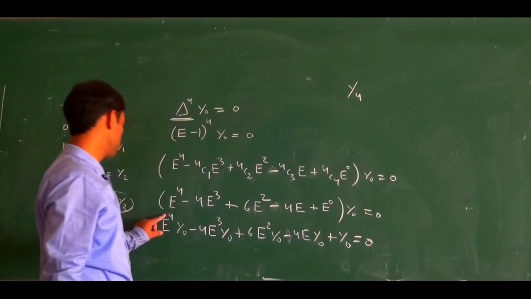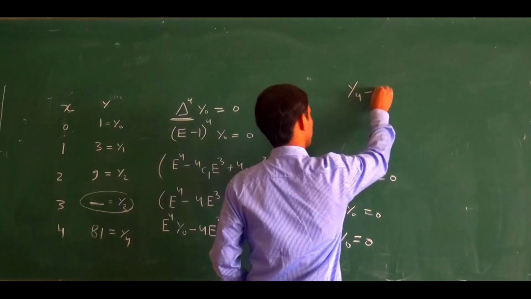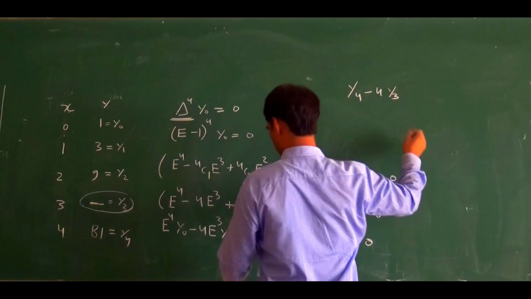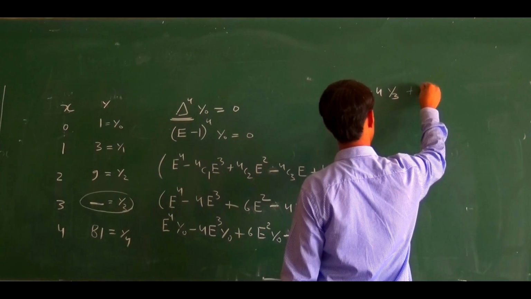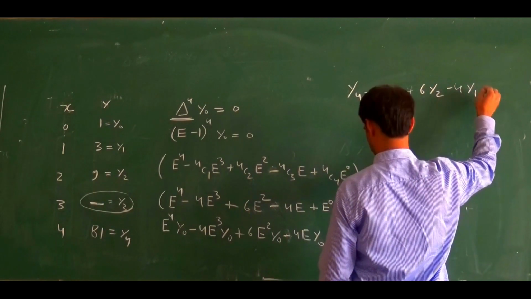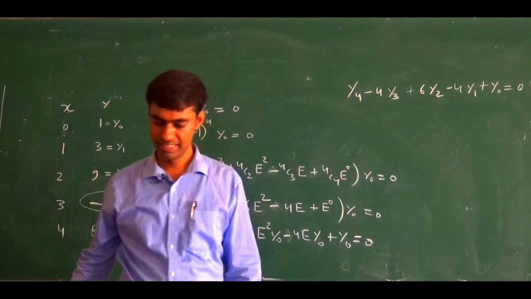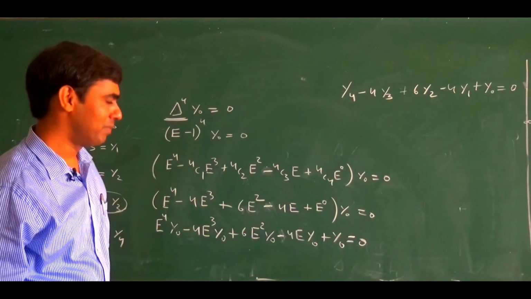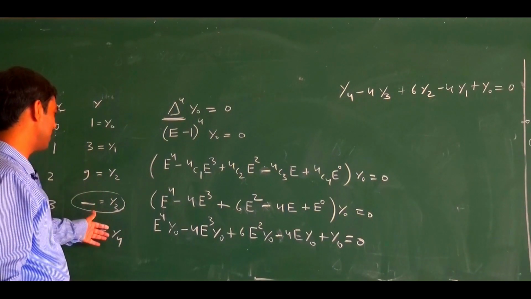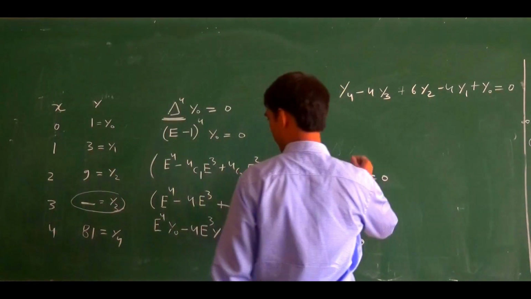This becomes y4 minus 4y3 plus 6y2 minus 4y1 plus y0 equal to 0. Now we have the values of y0, y1, y2 and y4. The only unknown value is y3.